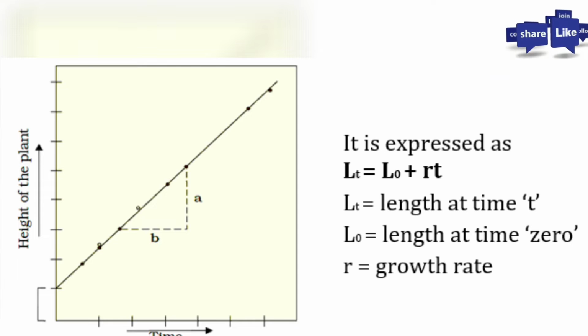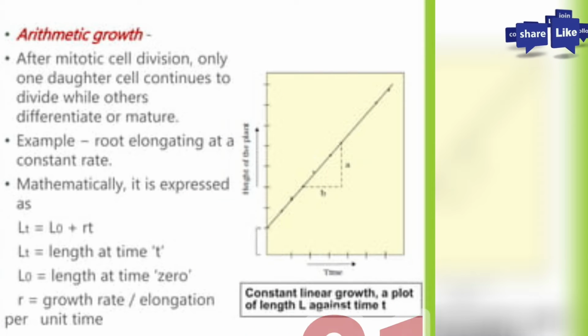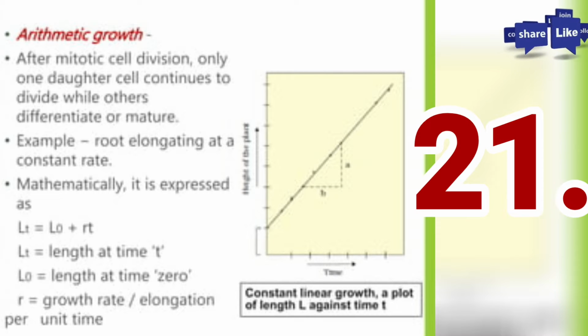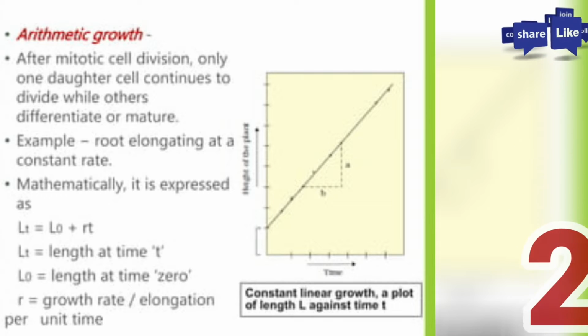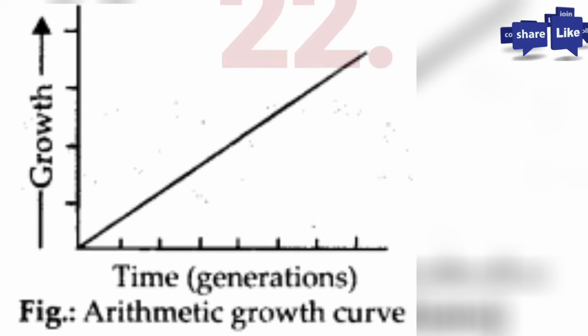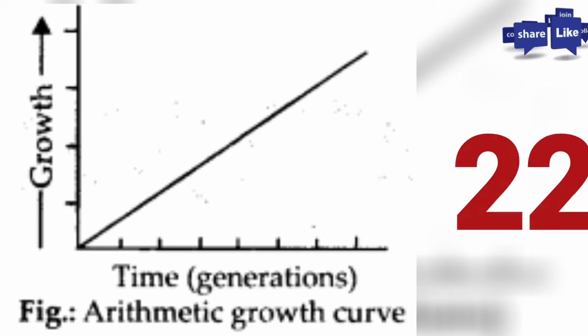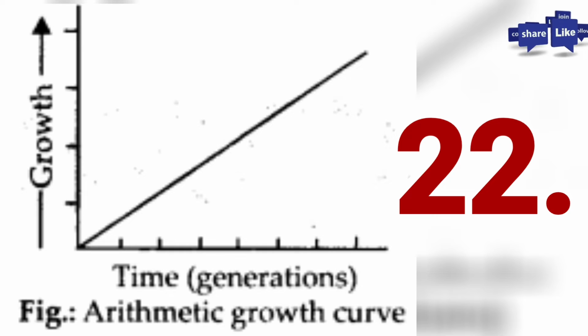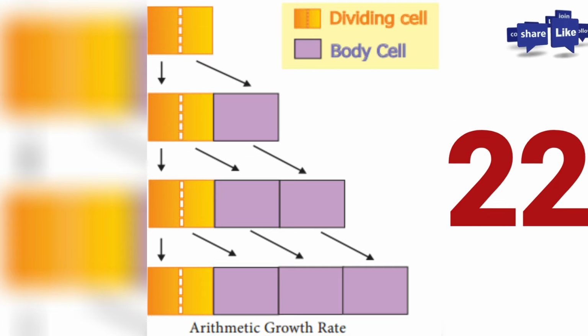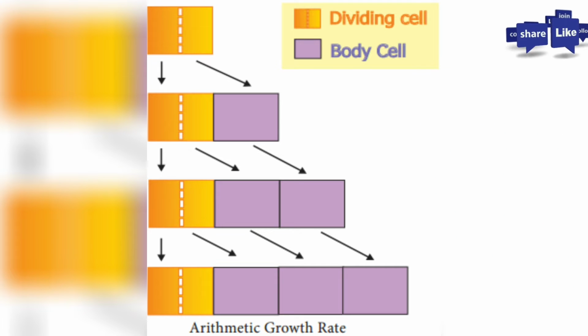t is the time. This formula describes a situation where a quantity increases by a constant amount over equal intervals of time. A classic example is the elongation of a root at a constant rate, where plotting the length against time results in a linear curve. Lt = L0 + rt is the mathematical expression for arithmetic growth. Growth occurs at a steady pace and rises in an arithmetic way. Between the two resultant progeny cells, only one cell is permitted to divide.